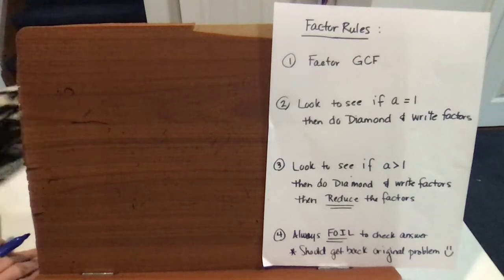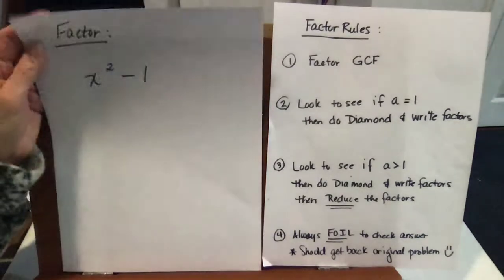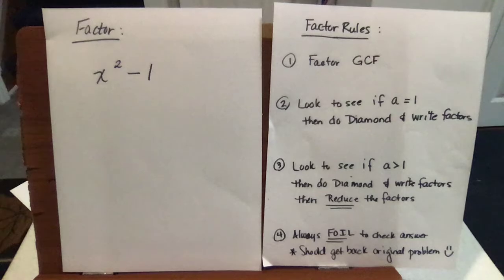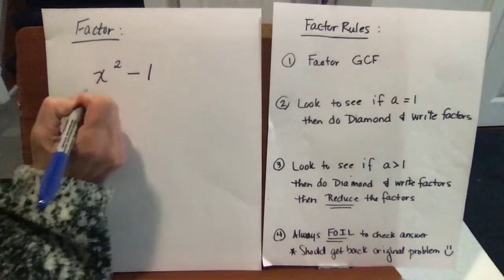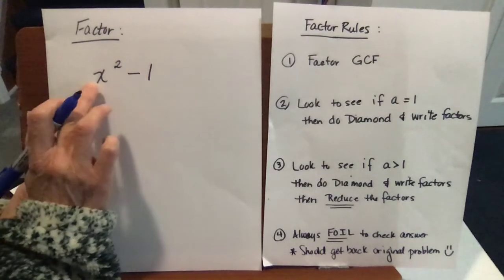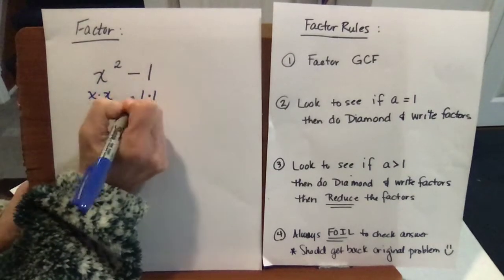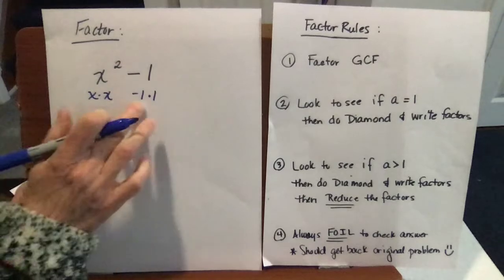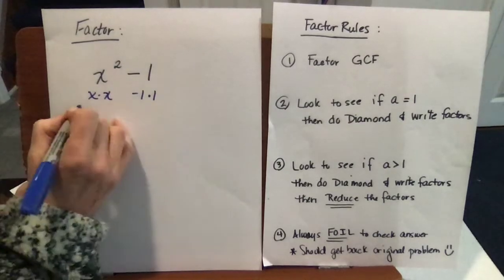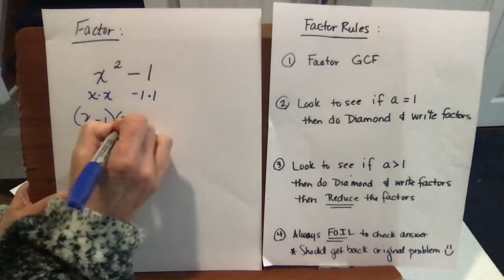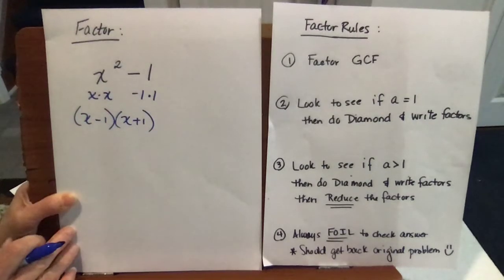All right, this is my all-time favorite factoring problem because a lot of kids mess this up. It's a difference of an x squared, which is x times x, and a 1, which is also a perfect square. But one has to be negative. So it's x minus 1, x plus 1, or x plus 1, x minus 1.